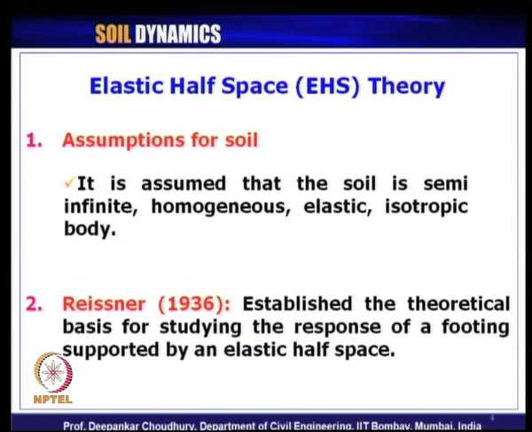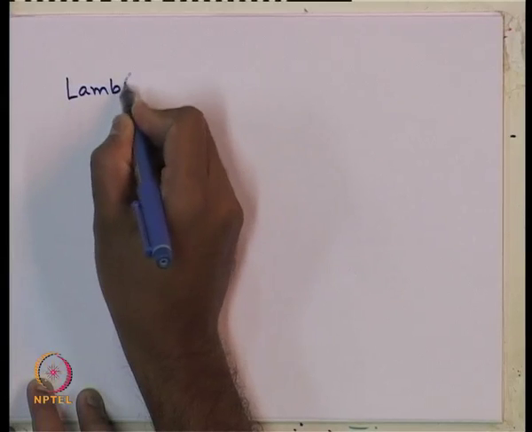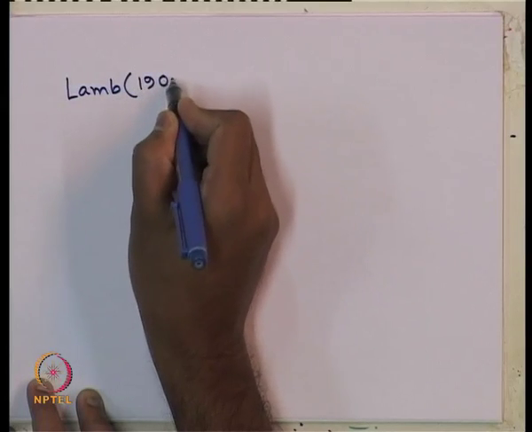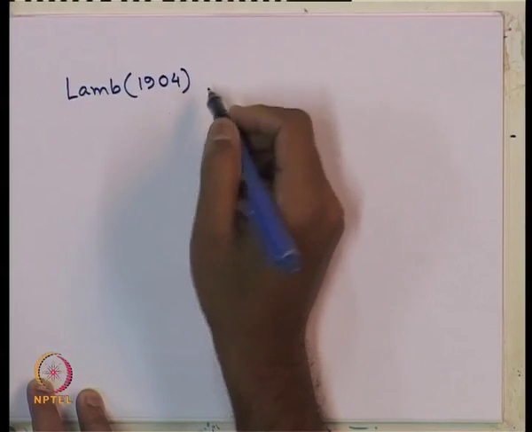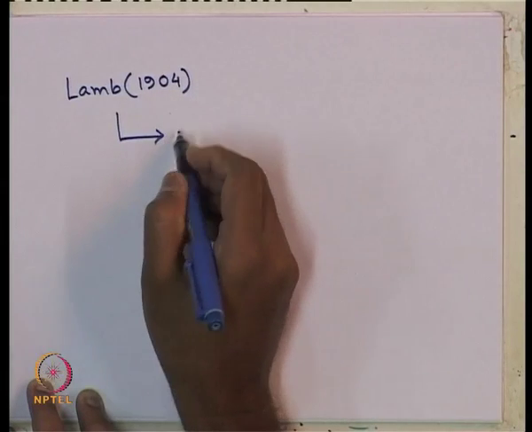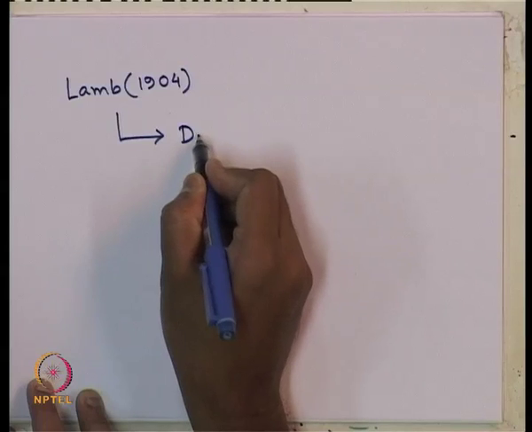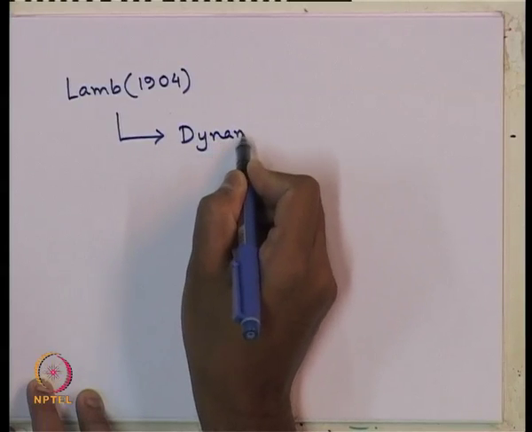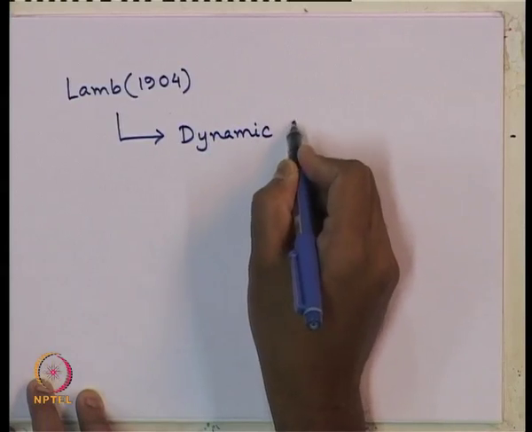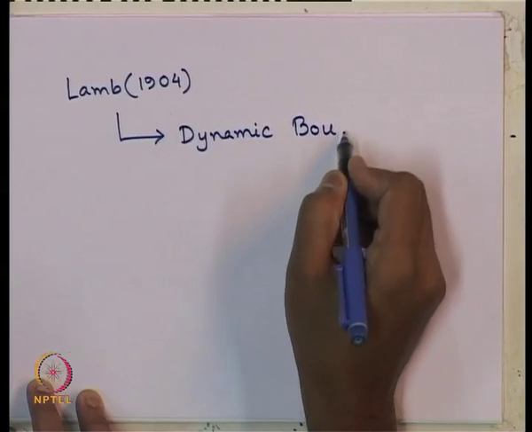Before that, basically if we see what is the utility of elastic half space theory for dynamic type of load, it was basically proposed by Lamb in 1904, mentioning that it is nothing but a problem of dynamic Boussinesq problem.